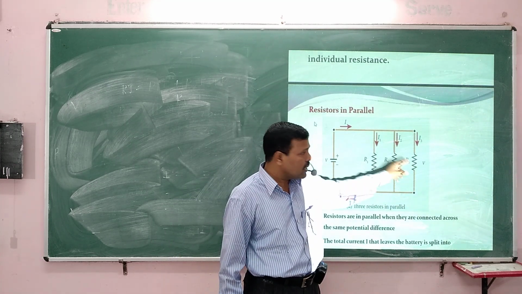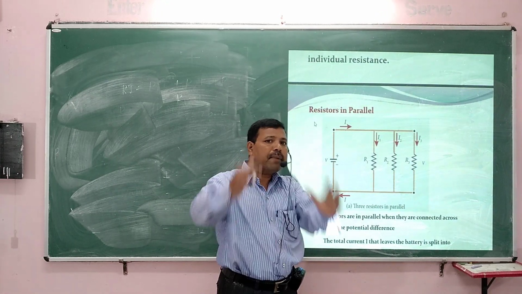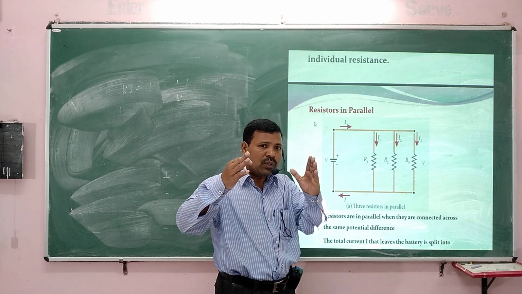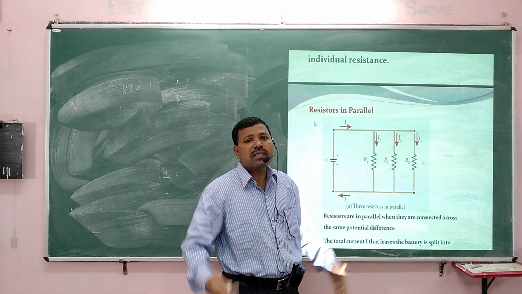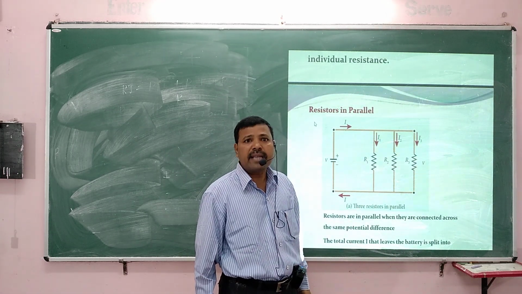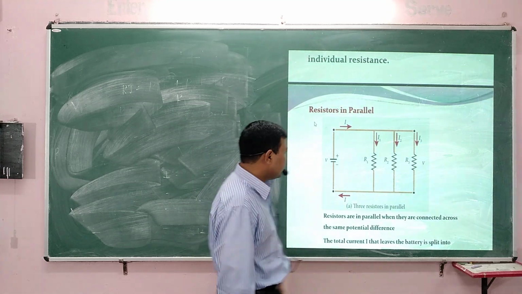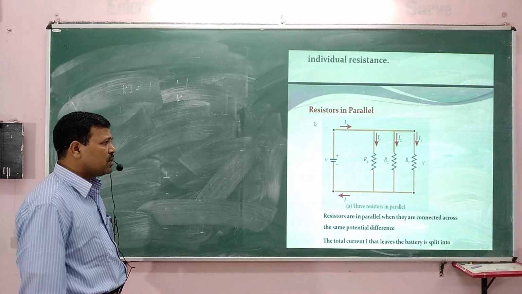Each resistor is provided with a switch. So in a parallel combination of resistors, there is scope that individual appliances can be operated as and when we wish. Fine. So come back to the parallel combination of resistors.